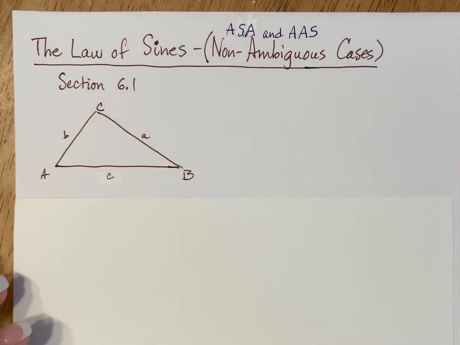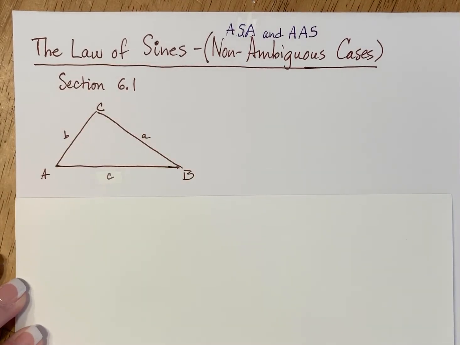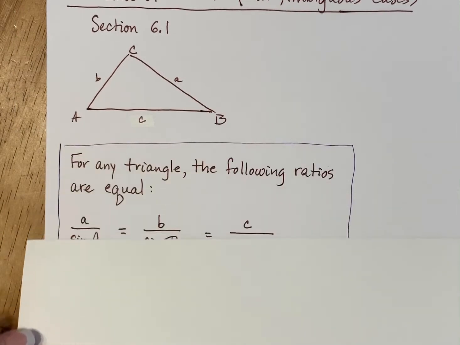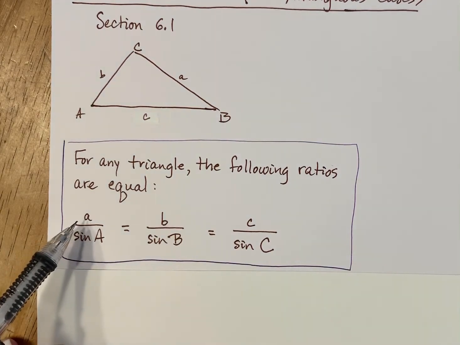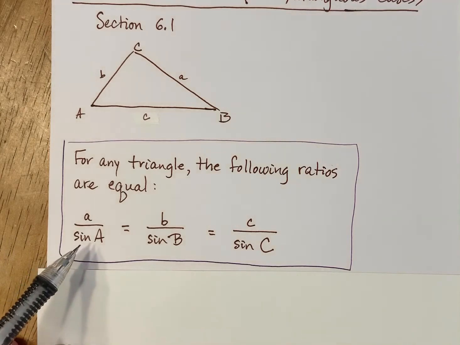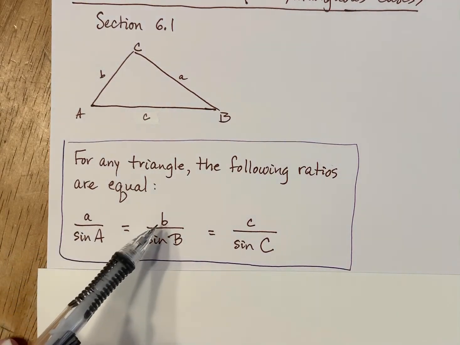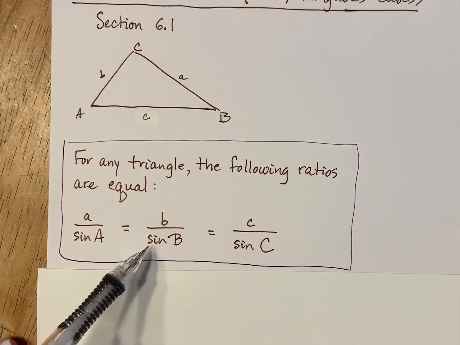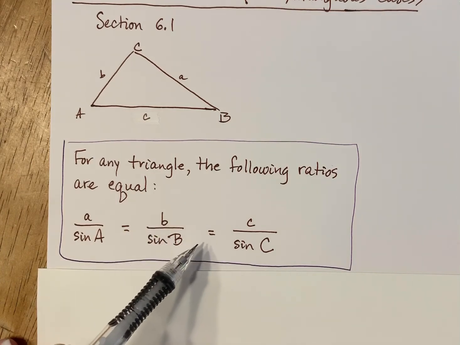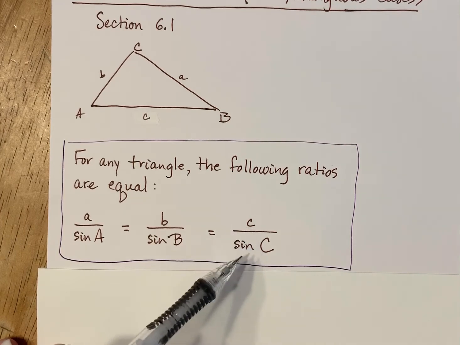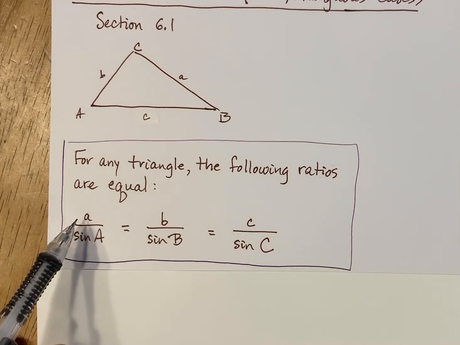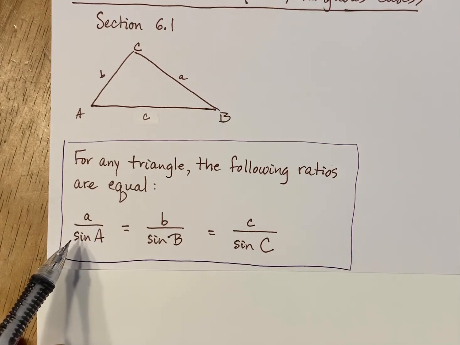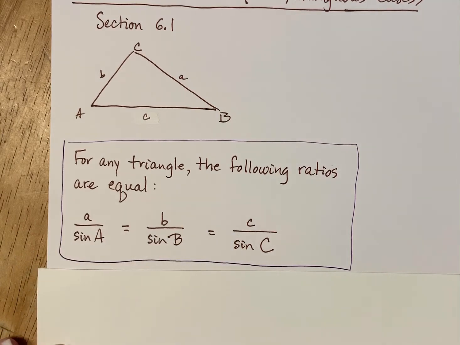Okay, so here is the layout of your basic oblique triangle, and this is the law of sines. For any triangle, the following ratios are equal. The length of side A divided by the sine of angle A will be equal to the length of side B divided by the sine of angle B, and that is also equal to the ratio of the length of side C divided by the sine of angle C.